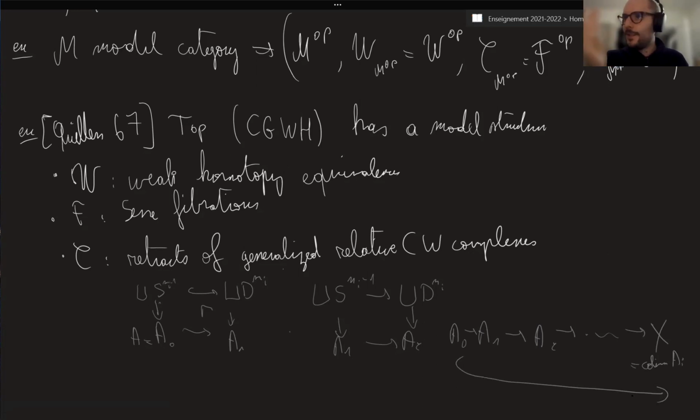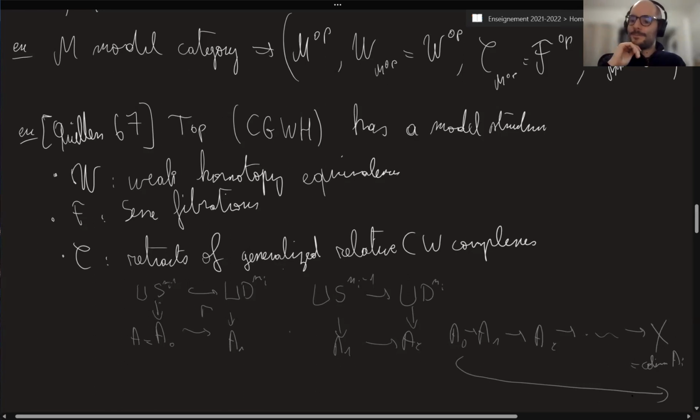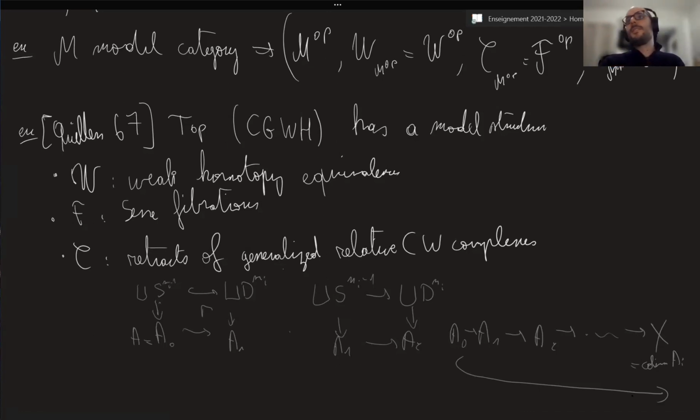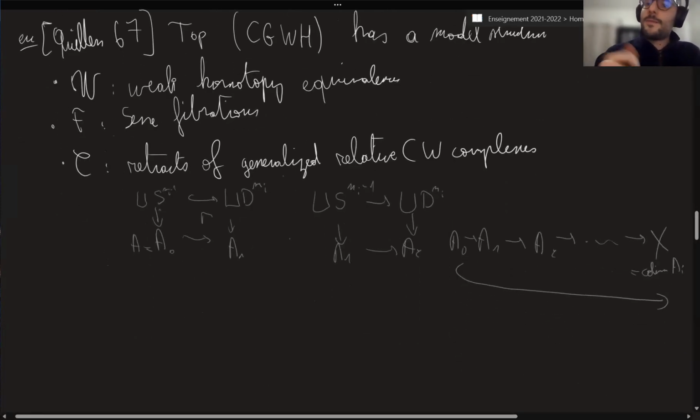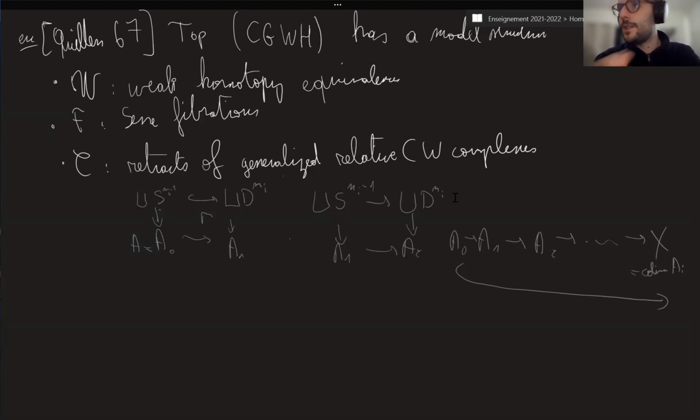So you start with a space, that's the idea, you glue cells, and you glue cells again and again until you are tired, and then you have a generalized relative CW complex. So the cofibrations are retracts of such maps. Okay, it's a bit of a mouthful, but that's what it is. So that's the model structure of Quillen. And proving that it is an actual model structure is quite difficult. We are not even going to do it in this course, to be honest. It's hard. We are going to do it for chain complexes at first, and the idea is kind of similar, but this is a difficult problem.